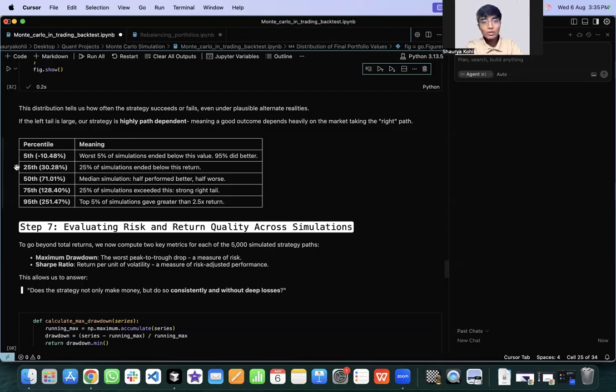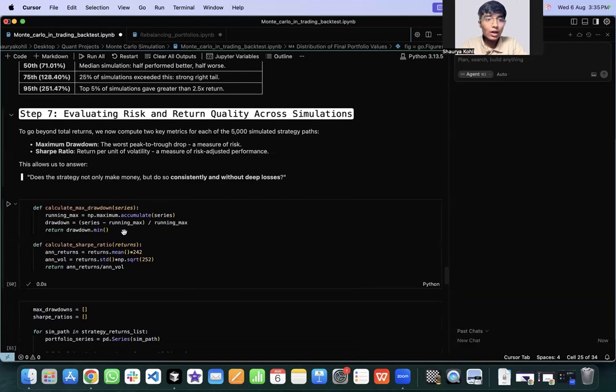So here we could say that in general, if the stock goes ahead in the future, it will most likely fall under these two categories. Or it may get lucky, it may go to this, or if you are unlucky, it may also go to this strategy. That's it. So step 7 is to evaluate the risk and the return quality across the simulation.